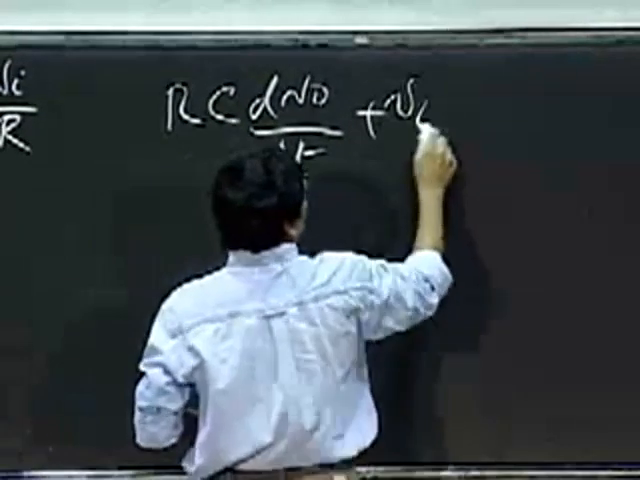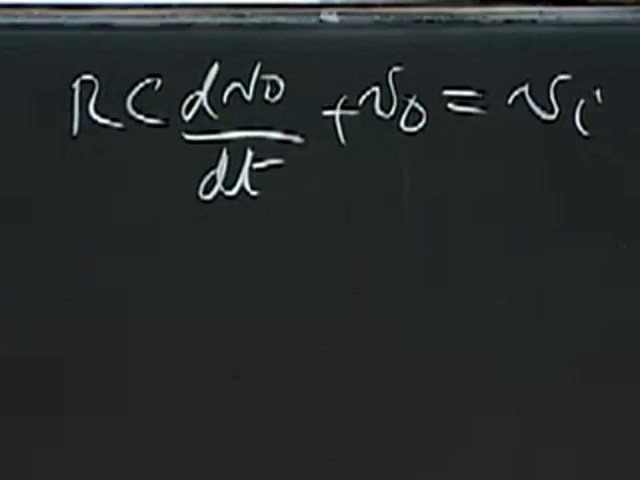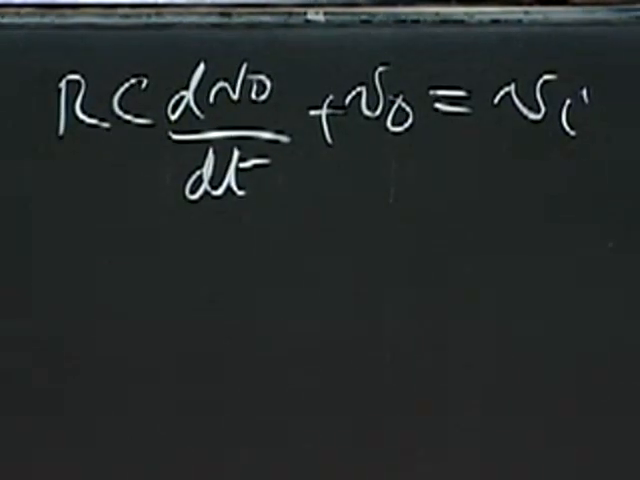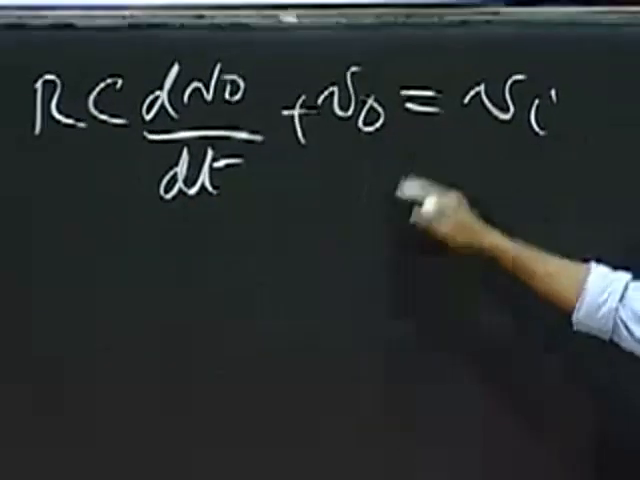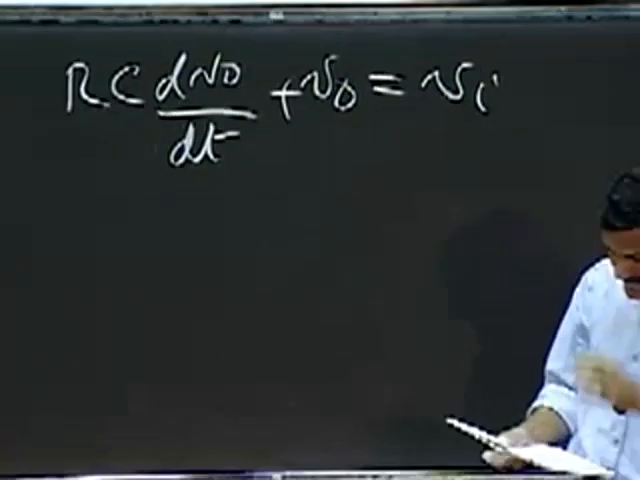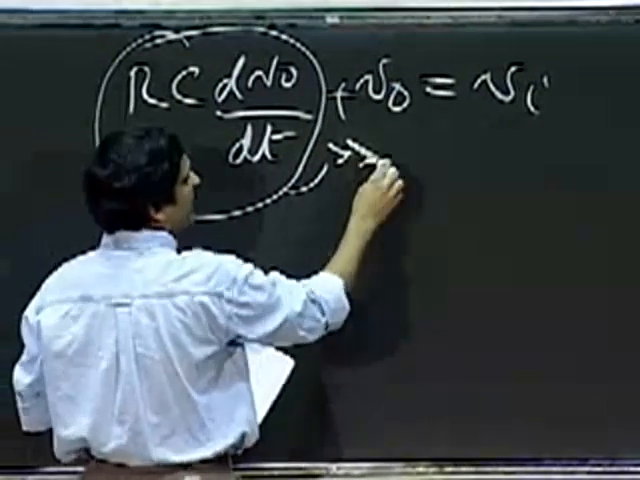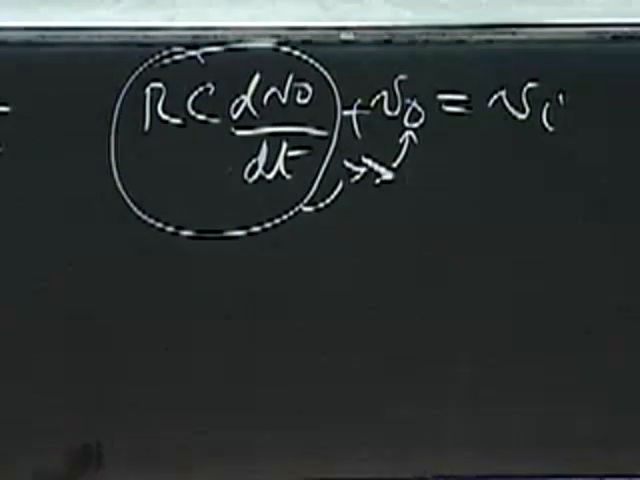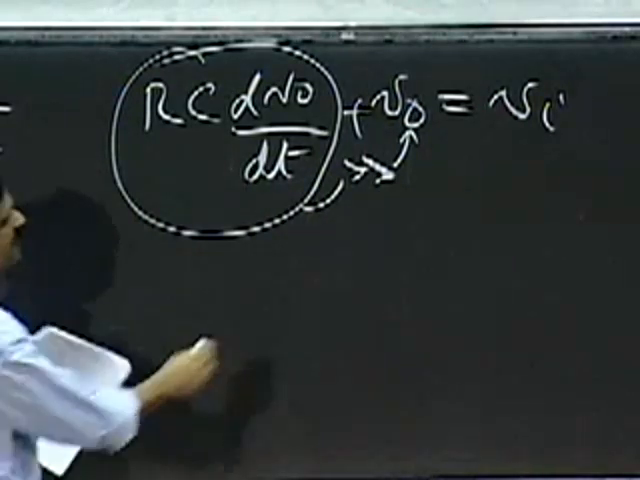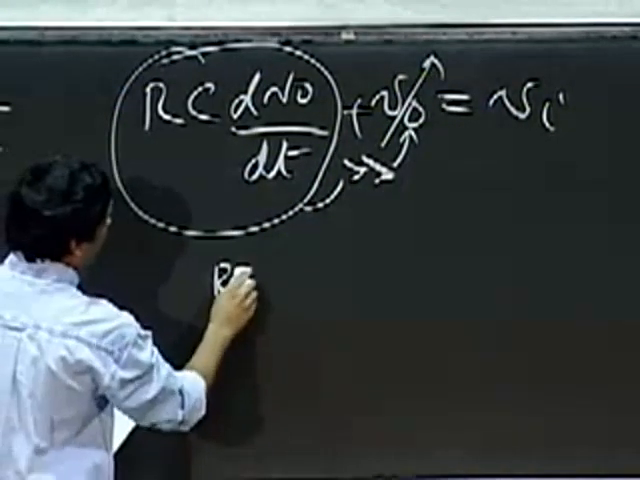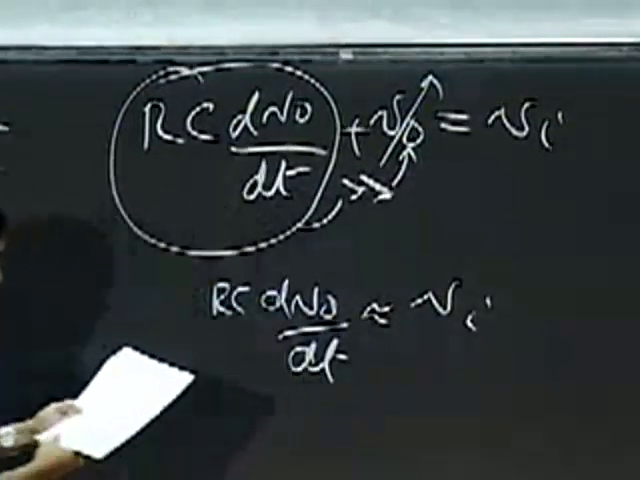RC dV naught by dt plus V naught equals VI. We wrote down the circuit for a first order RC, wrote this equation for a first order RC circuit. Now, it does turn out, if we just wrap up on this wild goose chase that we went on, that if this term here is much bigger than that term, then I can ignore that term and write down RC dV naught by dt more or less equal to VI.